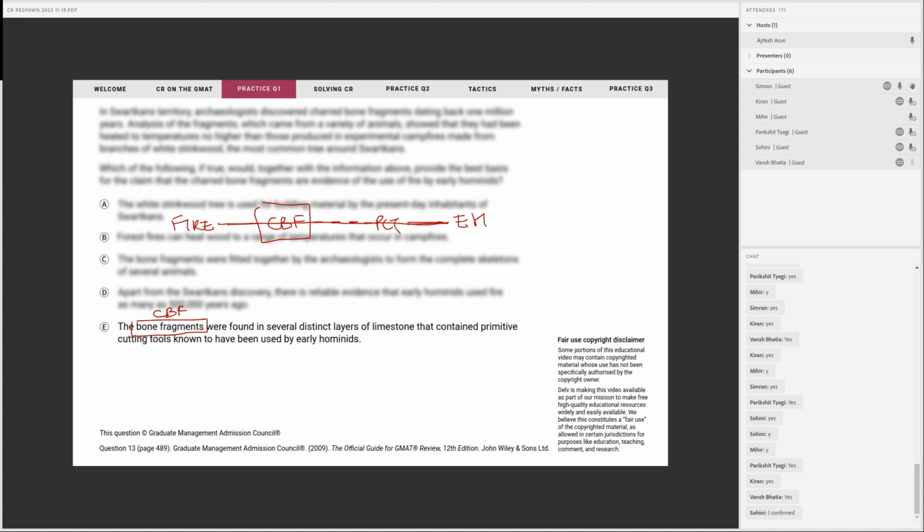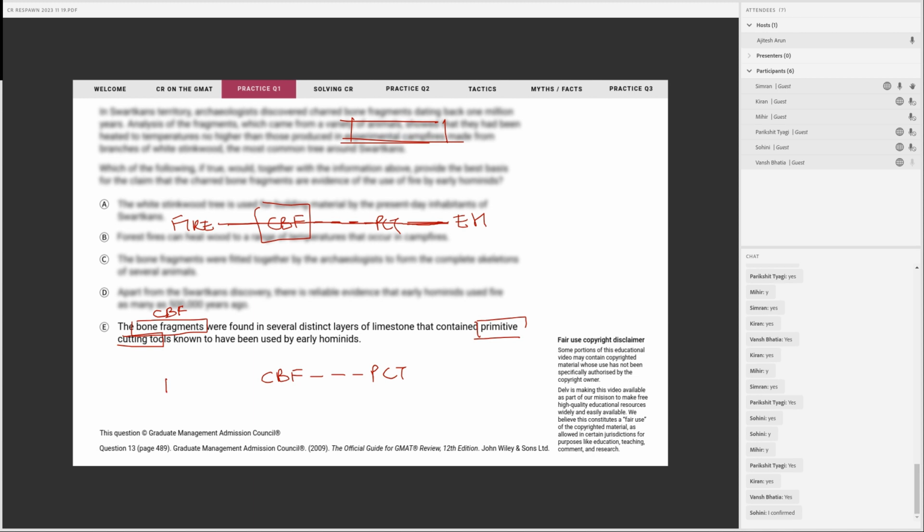They were found in several distinct layers of limestone, and the same layers of limestone also contain primitive cutting tools, right? So there is some sort of a connection, remember, tentative, but some sort of connection between charred bone fragments and primitive cutting tools. Now, the question initially told us that the charred bone fragments were some sort of indicator of fire. From the question, remember, from the question.